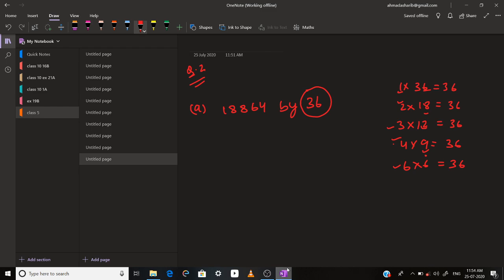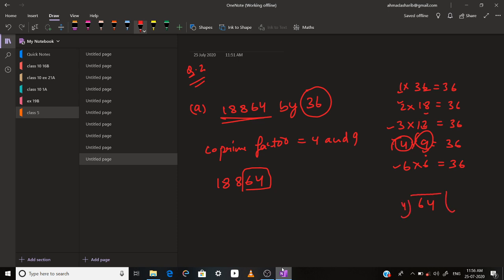So as you can see, the co-prime factors are 4 and 9. So we have to check divisibility of this number by 4 and 9. We have to first check if it is divisible by 4. For 18,864, for divisibility by 4 we have to check the last two digits. So we have to check if 64 is divisible by 4.